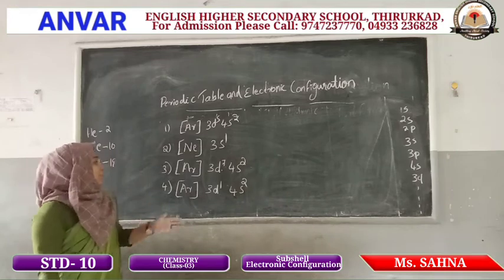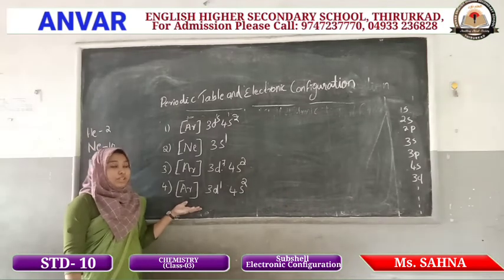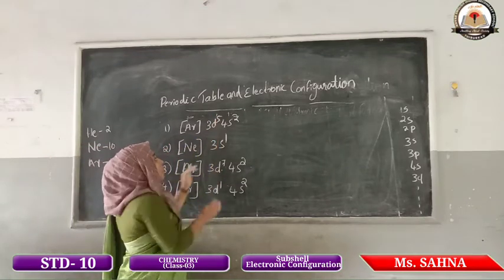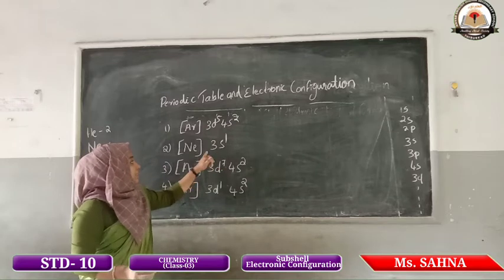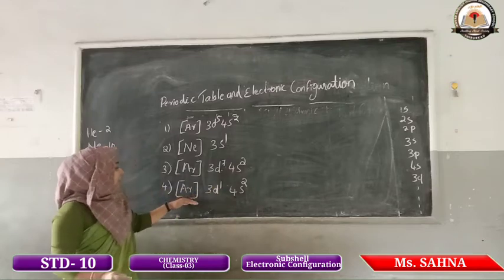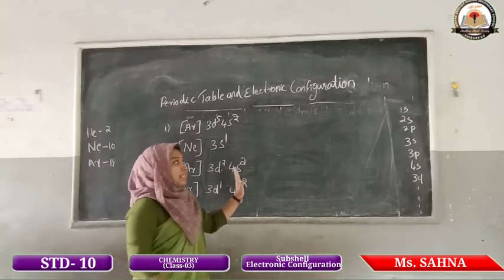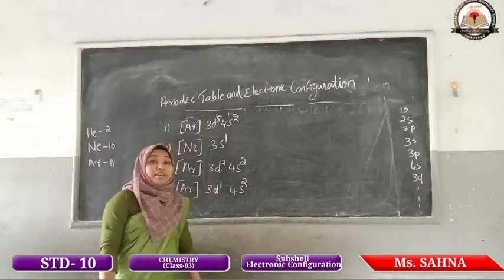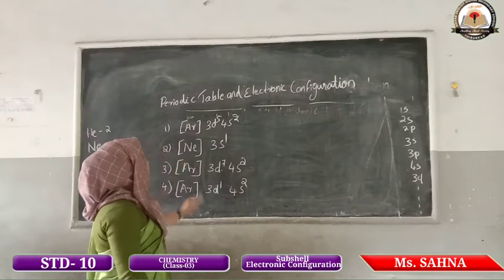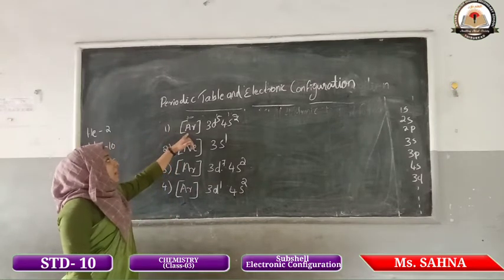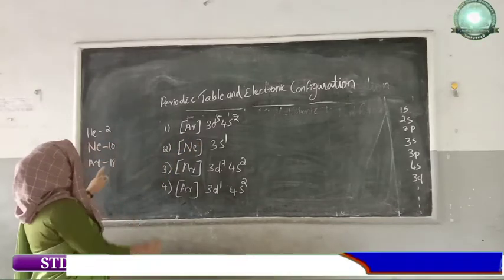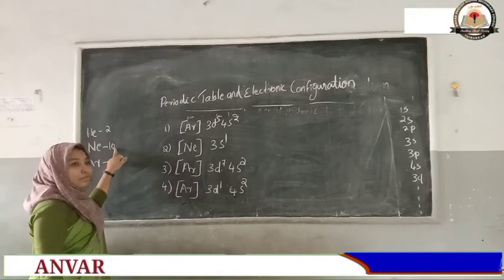This is the shortest form of the subshell electronic configuration. All of you write this. First argon 3d5 4s2, neon 3s1, argon 3d7 4s2, argon 3d1 4s2. This is the shortest form. What is the question? We write the complete subshell electronic configuration. For that, we need the atomic numbers: the atomic number of argon is 18 and of neon is 10.